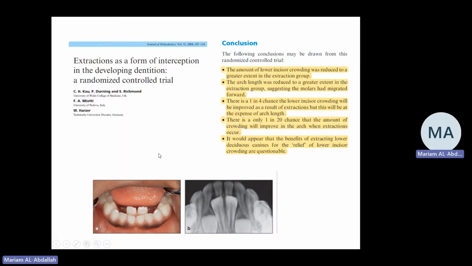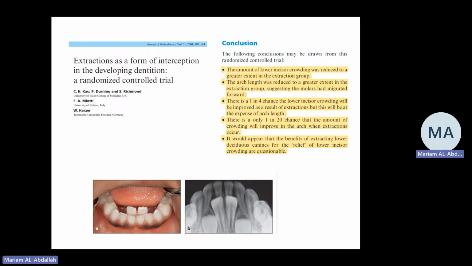Okay? Now, there has been a study, a randomized clinical trial, looking at patients who presented with crowding in the lower labial segment according to the little irregularity index of 6 millimeters or more. And they divided these patients randomly into 2 groups. A group that had no treatment and a group that had extraction of the C in order to provide space for the crowded lower labial segment. And they reviewed the patient.